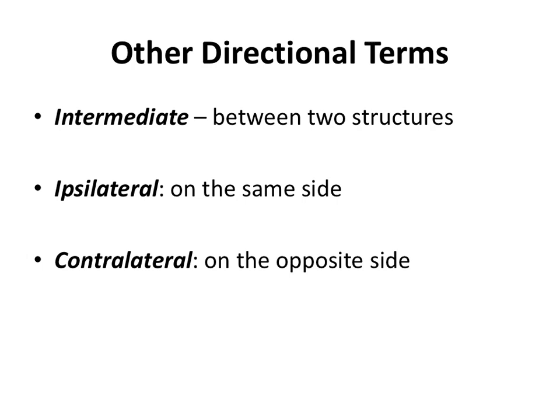A few other directional terms. Intermediate. Intermediate is anything that is between two other structures. And then these two that have the word lateral in them. So lateral meant towards the side, but sometimes we want to compare sides. And so we have ipsilateral and contralateral. Ipsilateral means on the same side, meaning two structures are both left or two structures are both right.